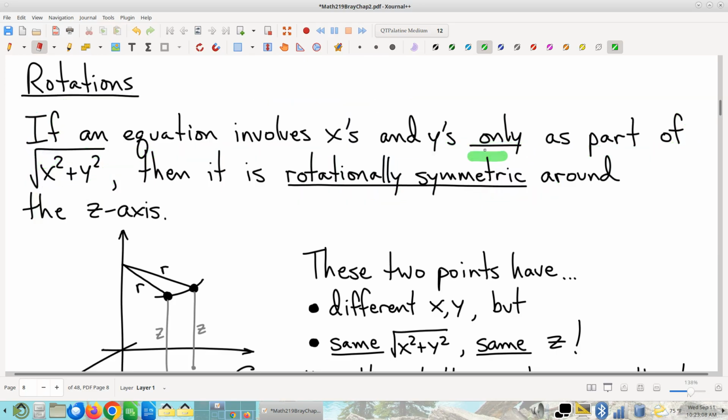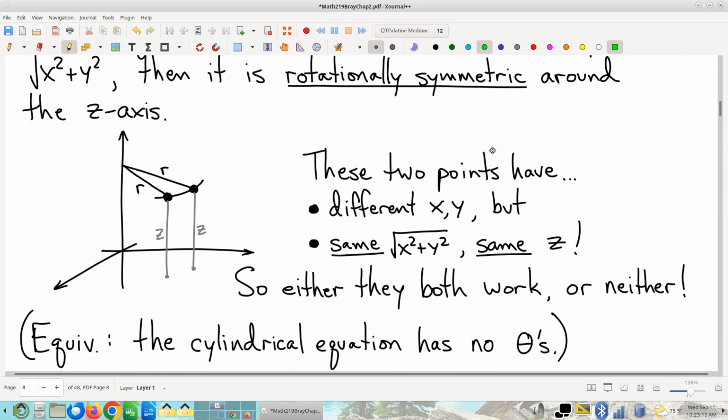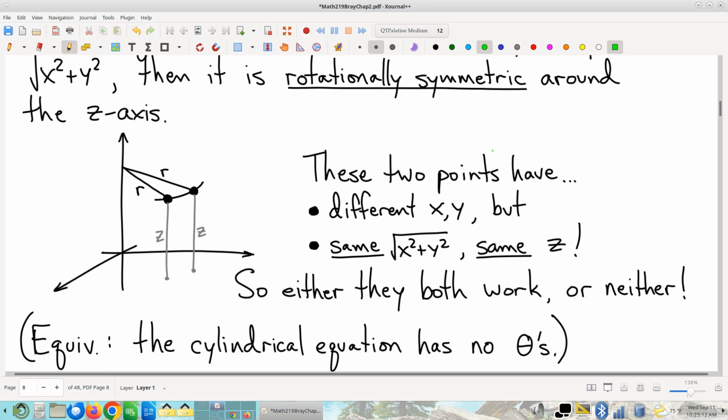Now, let me try to persuade you this is actually true. Suppose we have some equation that has this feature, that x and y appear only in this special form. Now let's look at this point, and let's imagine this process of rotating it around, and as it rotates, it'll generate a bunch of other points, for example, that point. So two different points, and they have different coordinates. And x and y are different for these two points.